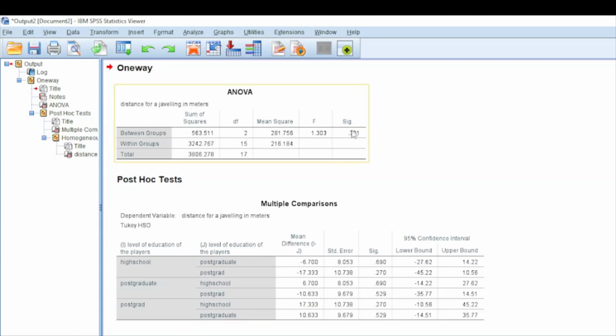I don't know if using the cursor you can see it. You see that we have 0.301 significance that the means are the same. So this means we have a 30.1% chance that the means of these groups who are throwing the javelin were the same. So this 30% is above the 5% confidence level, the 0.05 level which we are using. We are using a 95% confidence level interval.